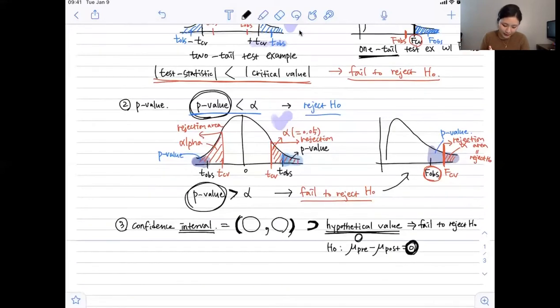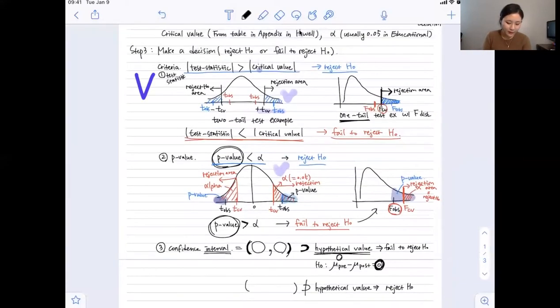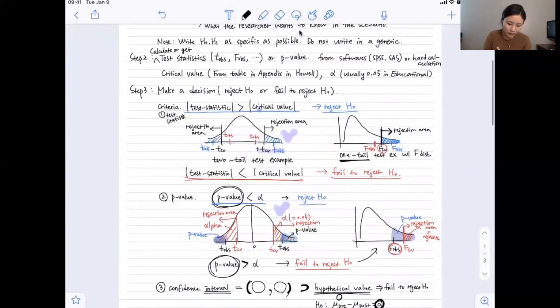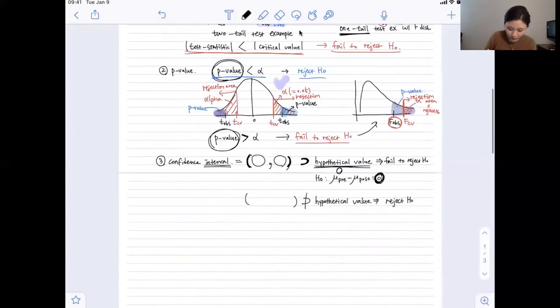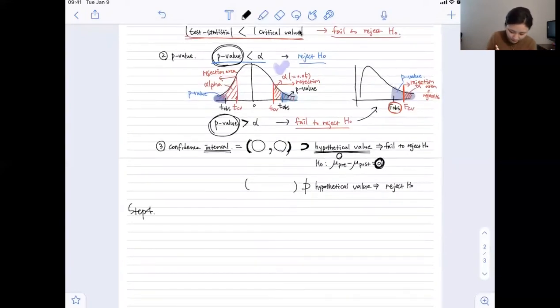For example, if my confidence interval does not include the hypothetical value, we reject the null hypothesis. So we can make a decision by comparing the test statistic and critical value, or by comparing the p-value to alpha, or by checking whether the hypothetical value is inside the confidence interval or not. Once we make a decision, we go to step 4, make a conclusion.